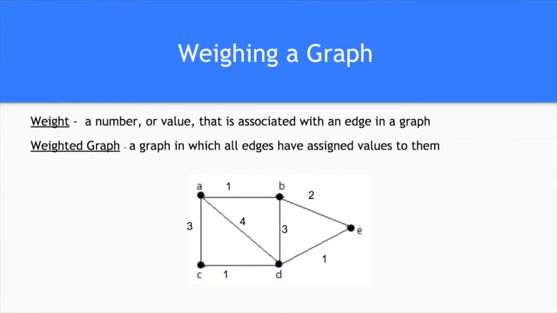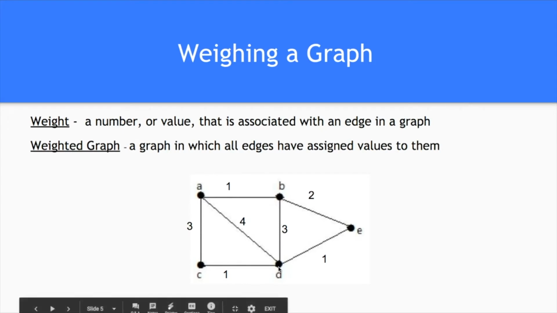All right, so weighing a graph. The weight on a graph is a number value that is associated with an edge on the graph. So if we look here, this edge between A and B has a value of 1. This edge between B and D has a value of 3. And this edge between A and D has a value of 4.